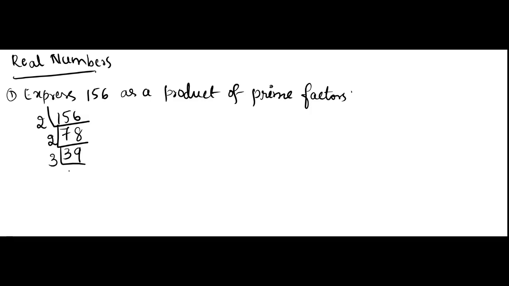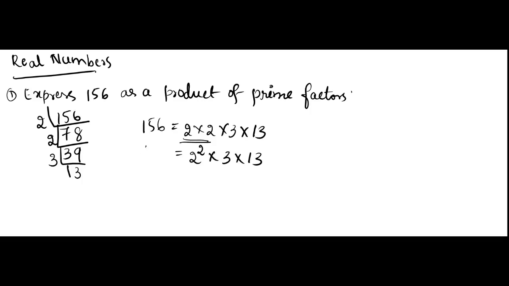So, let us take 3. 3 ones are 3, 3 threes are 9. We know that this 13 is a prime number. So, we can write 156 as a product of primes, that is 2 into 2 into 3 into 13. Here 2 comes 2 times, that is 2 power 2 into 3 into 13. Here we have written 156 as a product of primes. Next question.